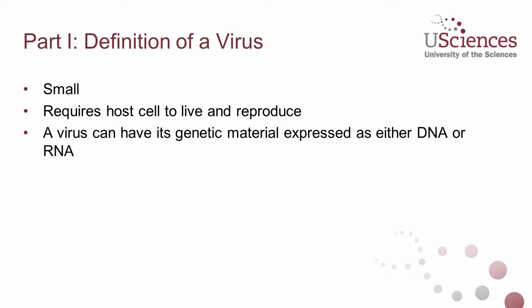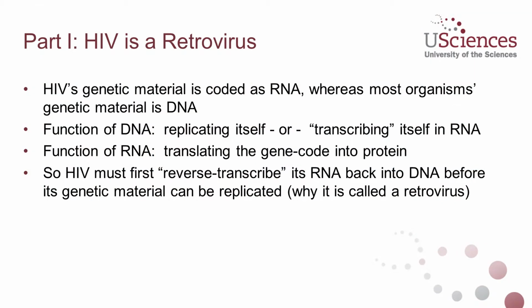Now, a virus can have its genetic material expressed 2 ways, either as DNA or RNA, and I will speak about these shortly. So HIV is a retrovirus, and we call it a retrovirus because its genetic material is coded as RNA. Most organisms' genetic material is encoded as DNA. And in order to understand why this matters and what the difference is, we have to first describe what DNA does and what RNA does.